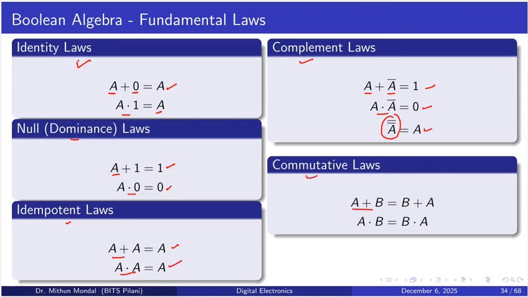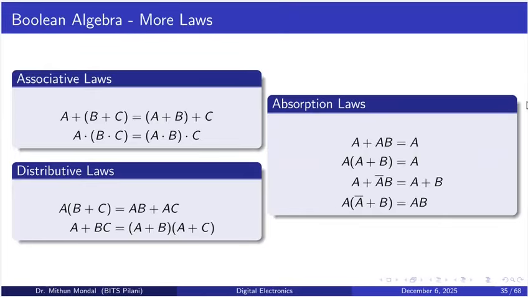The commutative law: a plus b is equal to b plus a, and a dot b is equal to b dot a. Some more laws we have are the associative law, distributive law, and absorption law. In the associative law, we are basically associating the variables. For example, if you have 3 variables and 2 variables are grouped together, b plus c, we can also group a plus b and take out the c from the bracket. Similarly, if we have multiplication of 3 variables, we can group b and c together, or we can group a and b together.